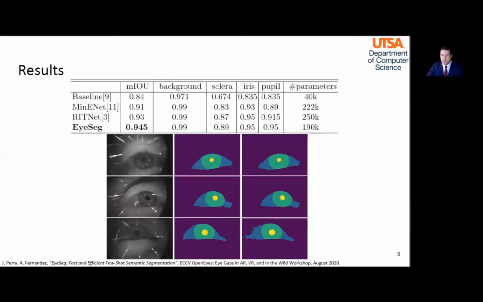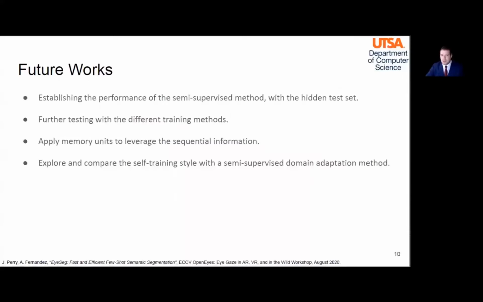This could be solved with some of our future work, whether that is with a memory unit such as an LSTM, or exploring other methods of domain adaptation or self-training. I believe that incorporating sequential information could mitigate the issues that we saw in that results section of EyeSeg.